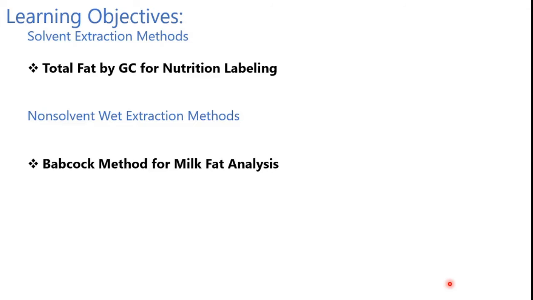In that, we will see the principle of analysis of lipid by GC, then what are the sample preparation methods, then what are the chromatographic conditions, how we have to apply the chromatographic conditions, and how we have to calculate the data, that means the percentage of the given sample by using the GC.